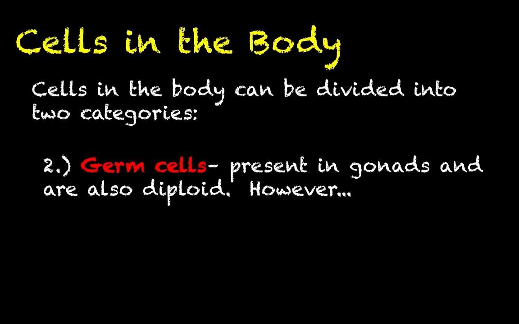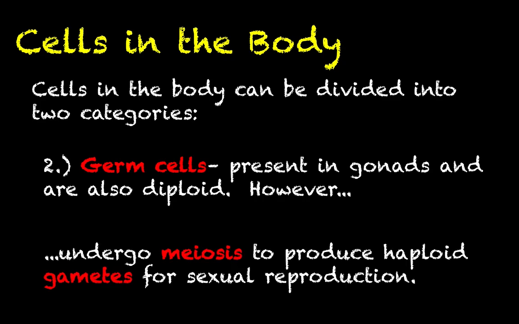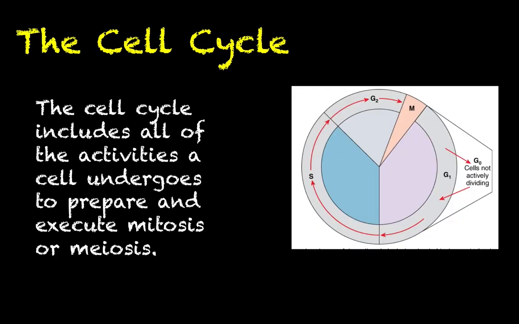So the other type of cell are what we call germ cells. Germ cells are present only in the gonads. They are also diploid. However, these germ cells will produce cells that then undergo meiosis to produce haploid gametes, gametes being sperm and egg, which have one copy of every chromosome. And this actually is for the sake of sexual reproduction, whereas with mitosis and the somatic cells, it's mostly just for growth, repair, and those sorts of things there.